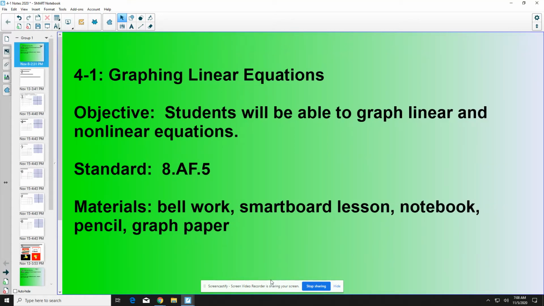Schoaf. Today we're going to learn how to graph linear equations and nonlinear equations. So I need you to have graph paper out, so please take your graph paper out. Okay, and once you get your graph paper out, label your notes 4-1. If you need a few minutes here to find your graph paper, pause the video, find your graph paper, and then hit play.